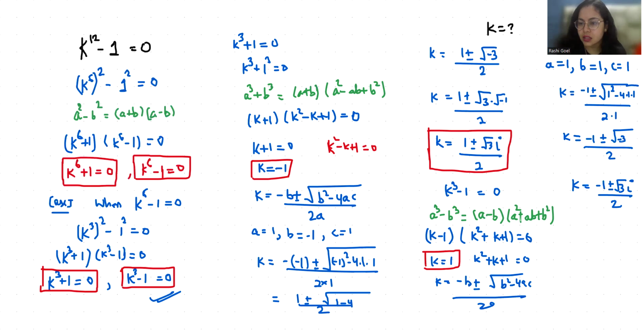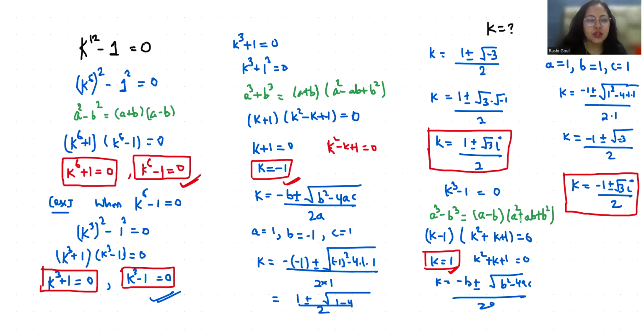So we have solved case 1. From beginning, we took k power 6 minus 1 square. So from here, two values come. K power 6 plus 1 is equals to 0 and k power 6 minus 1. So we have solved k power 6 minus 1 is equals to 0. From here, the 6 values of k are, first is minus 1, second is 1, third is 1 plus square root of 3 iota by 2, and fourth is 1 minus square root of 3 iota by 2, and the fifth value is minus 1 plus square root of 3 iota by 2, and sixth value is minus 1 minus square root of 3 iota by 2.